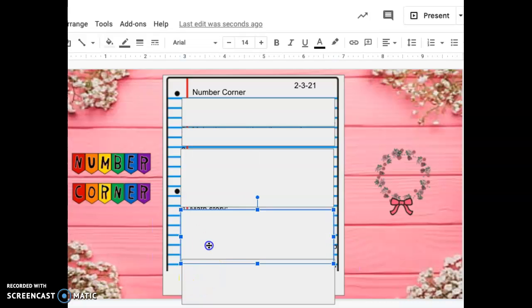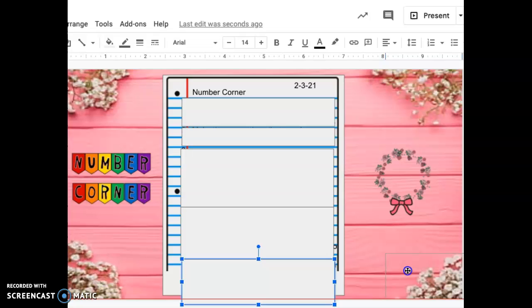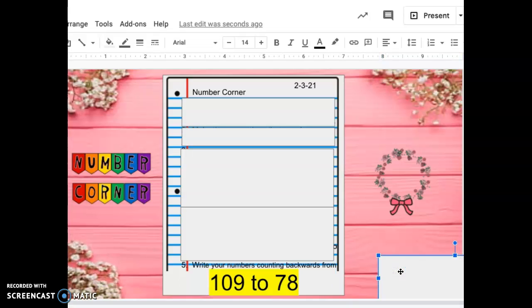And now we are on to number 5, and today for number 5 you are counting backwards, starting at 109, and you are counting backwards to 78. Start at 109 and count backwards to 78. Press pause if you need more time to complete that.